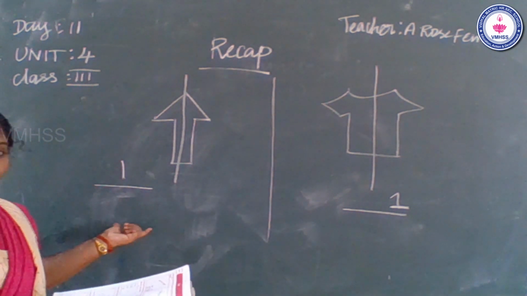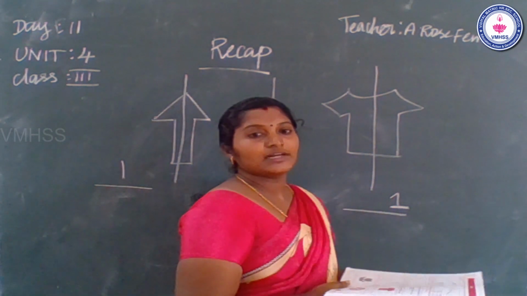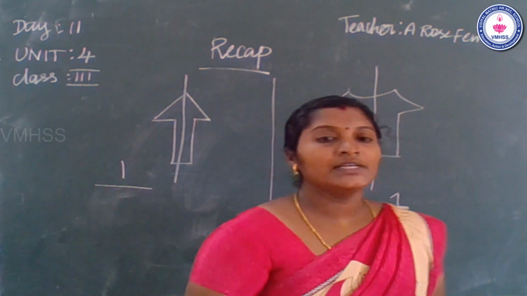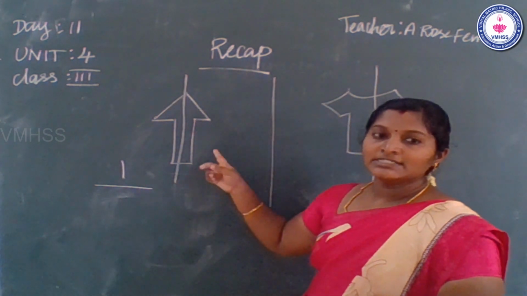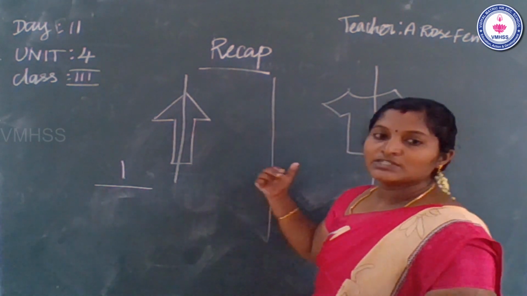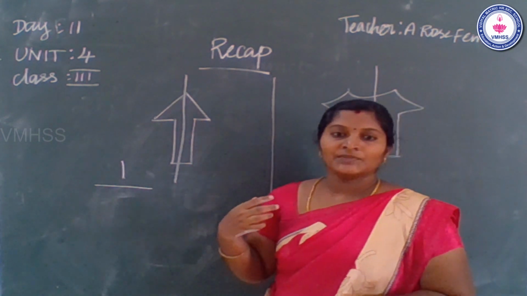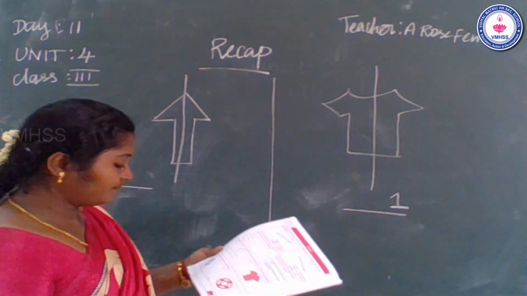Listen. First picture, the arrow mark. This is one line of symmetry. Second one, the shirt. This is also one line of symmetry. Do you understand? Dear children, listen. The first one is the arrow mark, one line of symmetry. Second one is also the shirt, one line of symmetry. Next one.